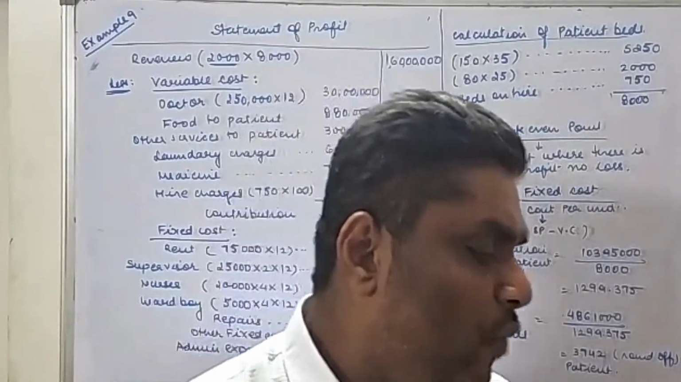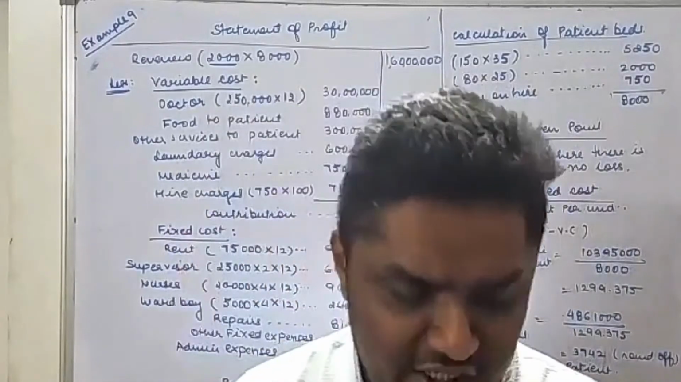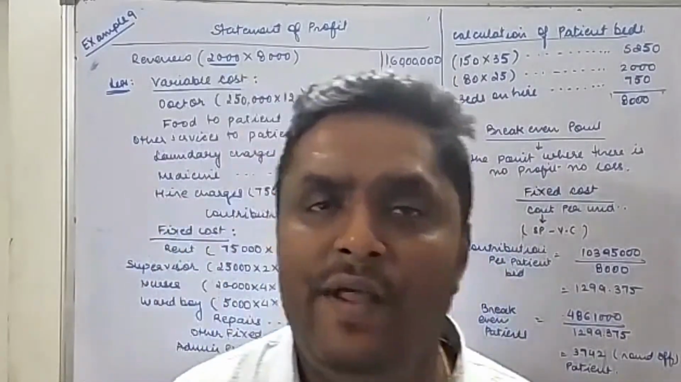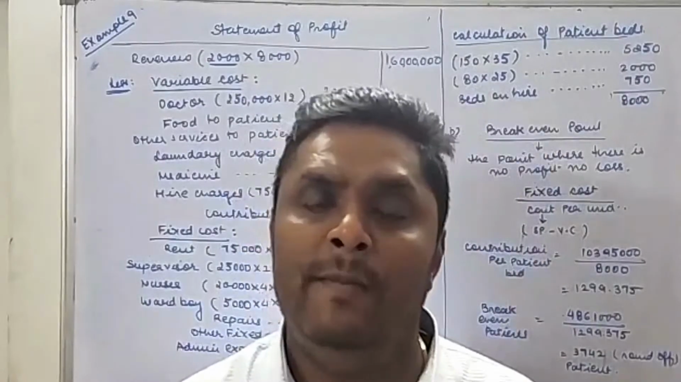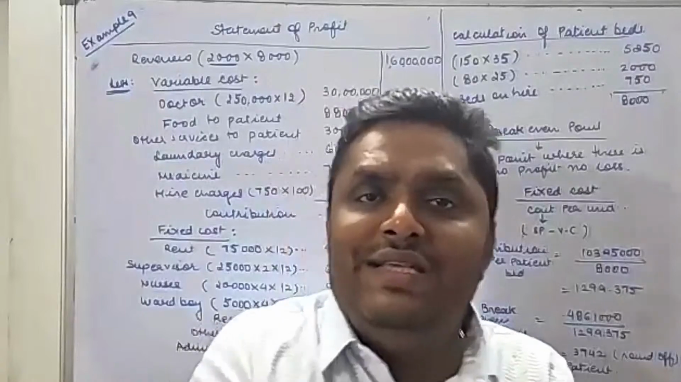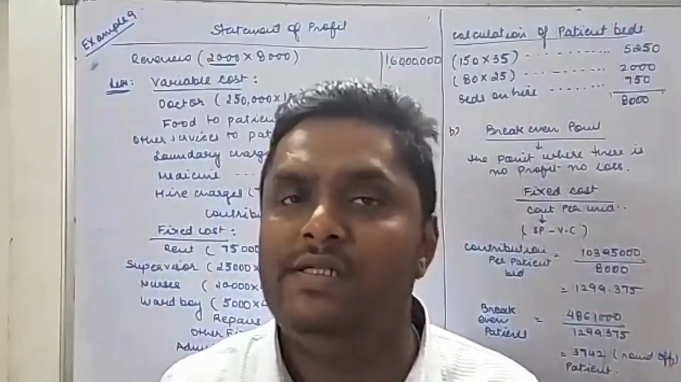Three seven one four 1.029. So we can say 3742 patients. Till 3742 patients, the hospital will neither suffer any loss nor make any profit. If the number of patients goes less than 3742, let's say it is 3700, then yes, the hospital will suffer loss.